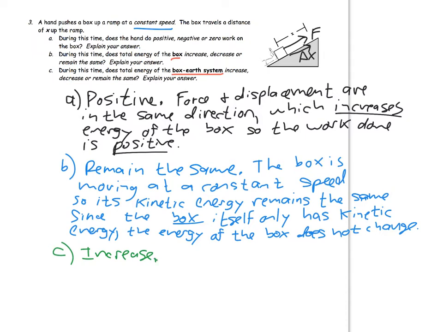That gain in height simply results from that pushing force from the hand. The work done by the hand leads to an increase in the gravitational potential energy of the Earth box system, while the kinetic energy of the box remains the same.